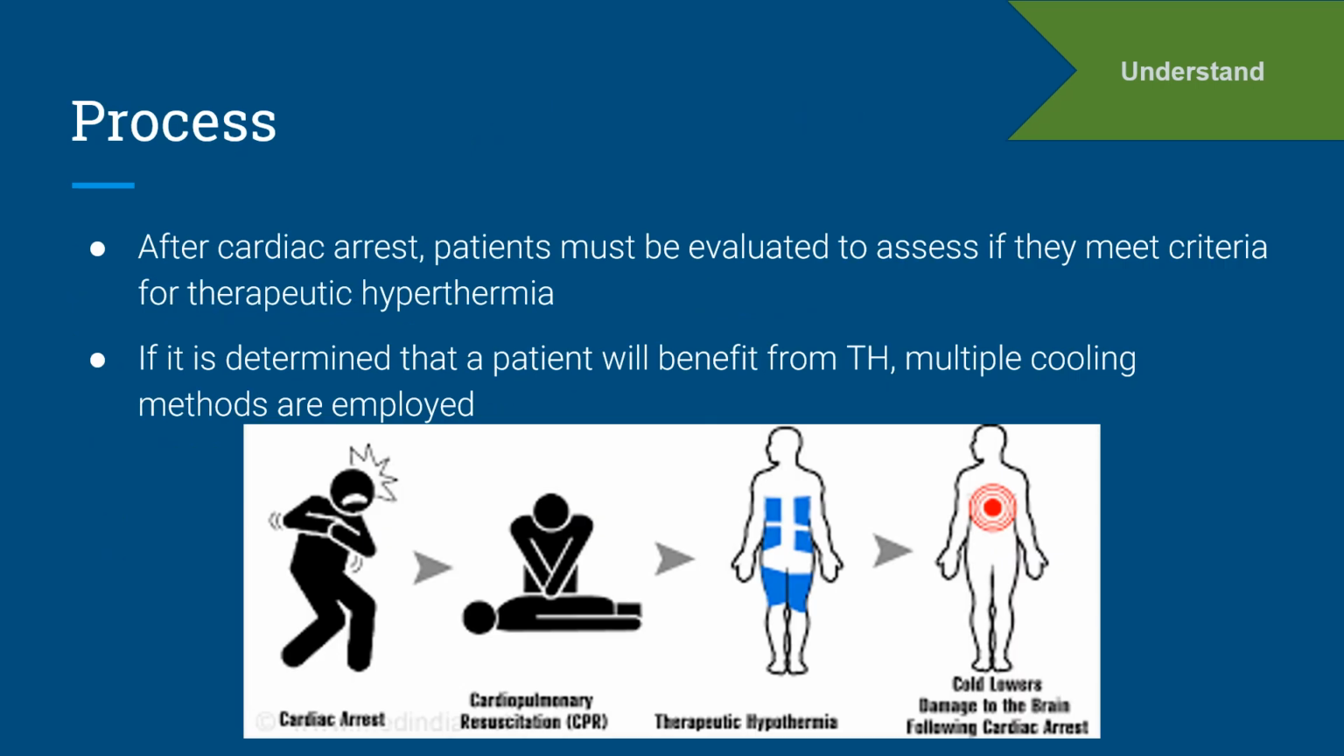The process begins after cardiac arrest. Of course, the patient needs to be assessed. That's the first part of the nursing process. We need to always assess. From there, if the patient meets the criteria, we'll employ multiple cooling methods, which could include cooling blankets and therapeutic hypothermia. Here's a picture illustrating the transition: if a patient goes into cardiac arrest, we might complete CPR until someone else is able to take over, and then from there, therapeutic hypothermia and other cooling methods.